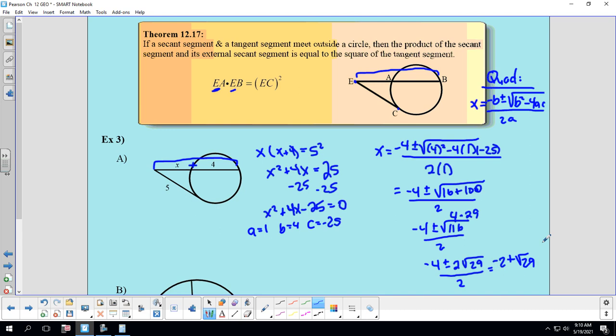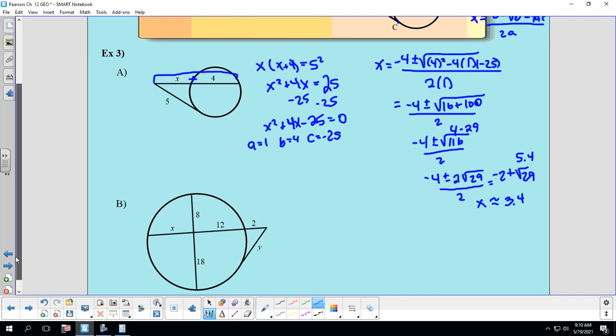The square root of 29 is 5.3. Actually, it's 5.4. And we have to dump the minus because negative 2 minus 5.4 is going to give us a negative number, and we cannot have a negative distance here. So we go negative 2 plus 5.4, and we get x is equal to 3.4. I know we get some quadratic in here. I love it. Get ready for that algebra.